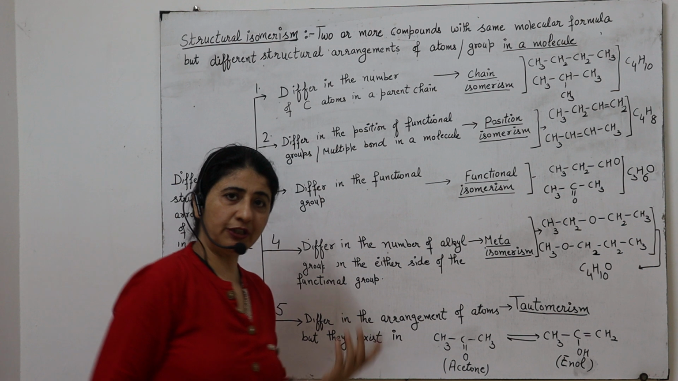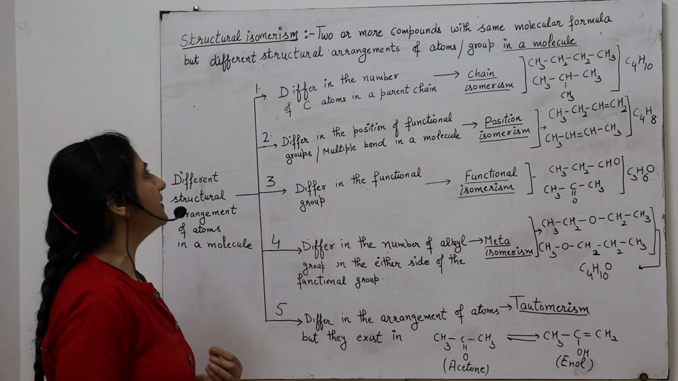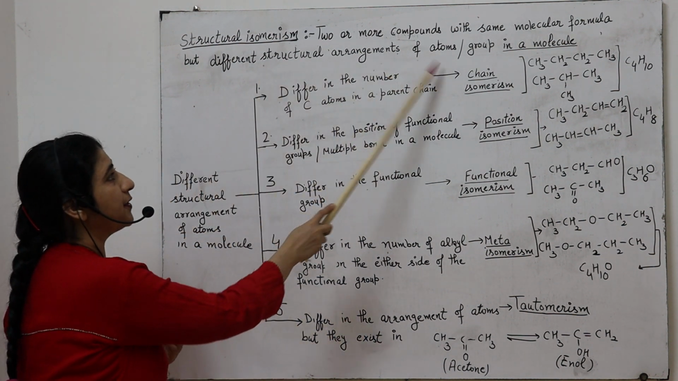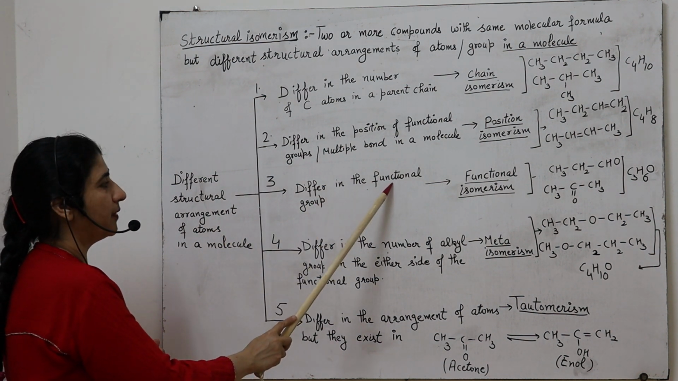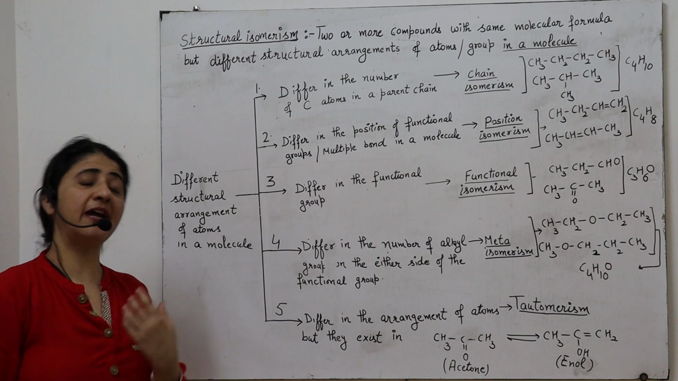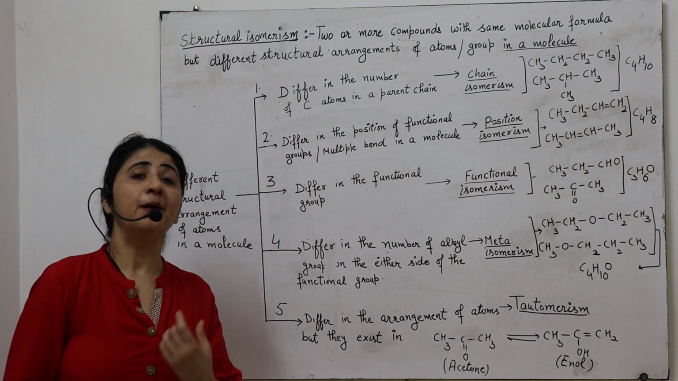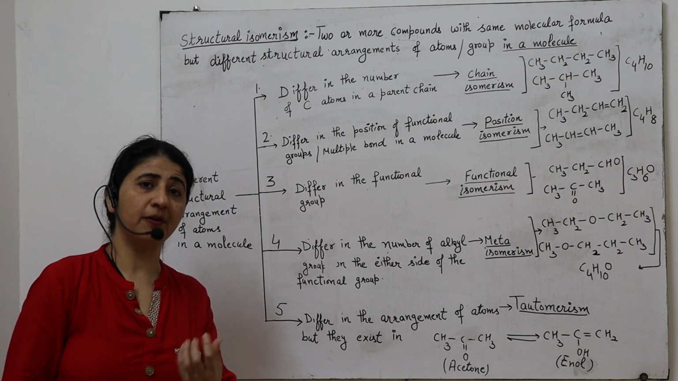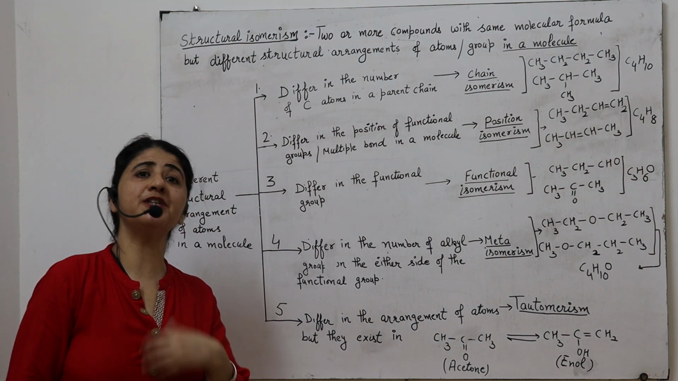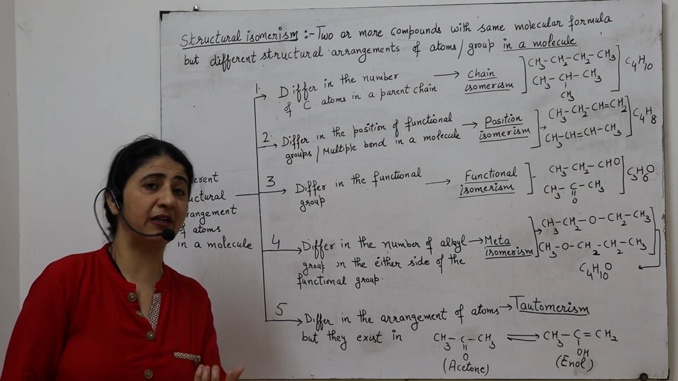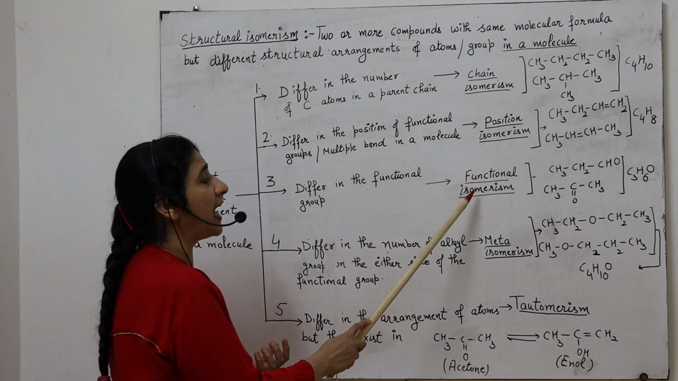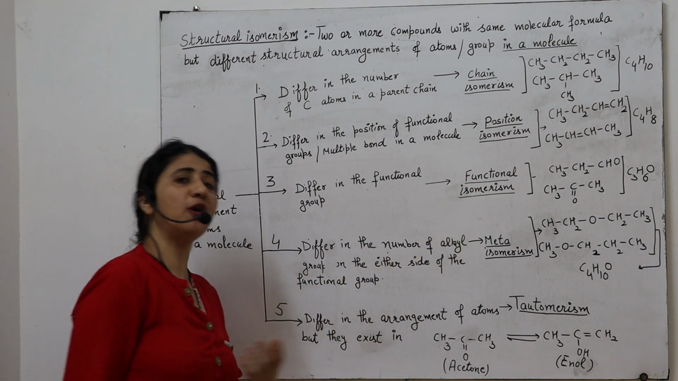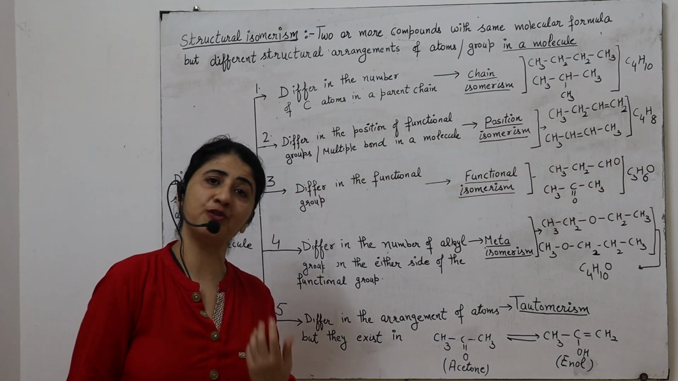So these are the position isomers. The third difference: the structural arrangement of atoms or groups of atoms differs due to a difference in the functional group. It means two or more compounds have the same molecular formula but different functional groups. Due to different functional groups, they show different physical and chemical properties. Such compounds are known as functional isomers, and this phenomenon is known as functional isomerism.